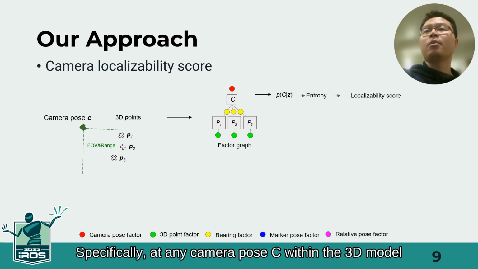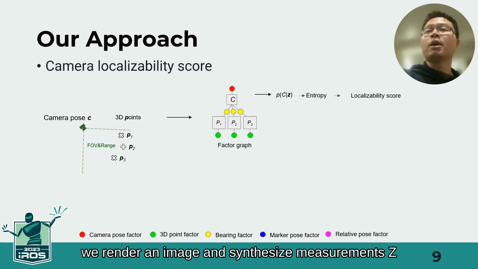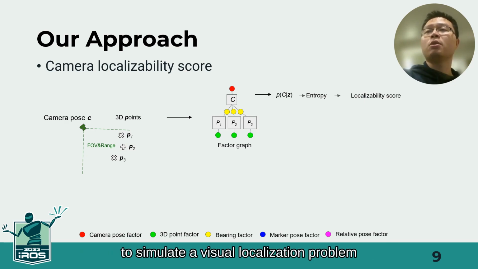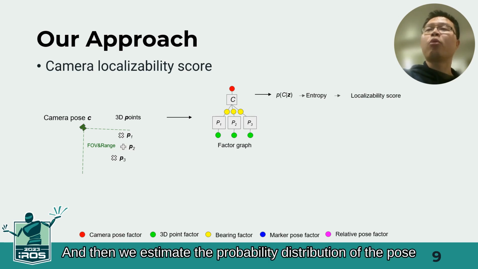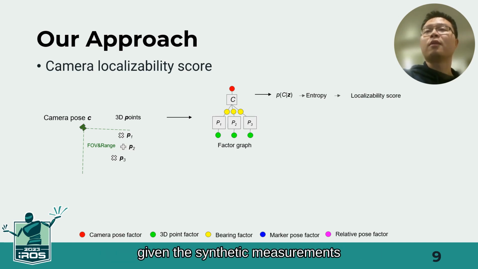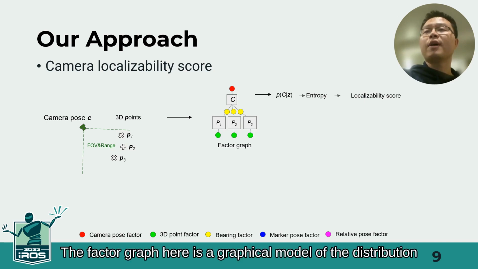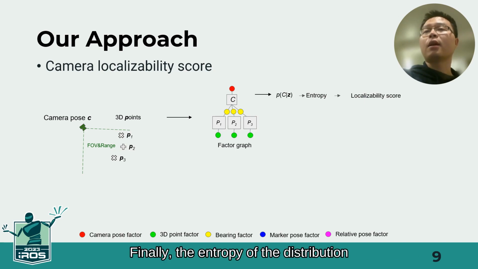A technical contribution in this work is to define the camera localizability score. Specifically, at any camera pose C within the 3D model, we render an image and synthesize measurements Z to simulate a visual localization problem. And then we estimate the probability distribution of the pose given the synthetic measurements. The factor graph here is a graphical model of the distribution. Finally, the entropy of the distribution defines the localizability score.